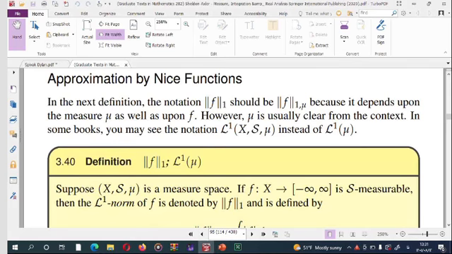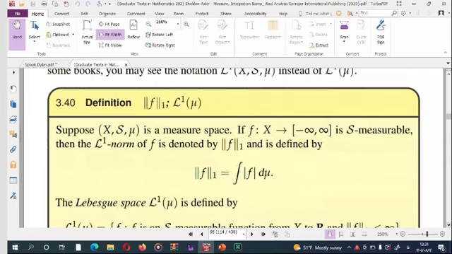From the context, in some books you may see the notation L1(x, S, mu) instead of L1(mu), because this sigma algebra and this measure are important, and this space is related to all of these objects: x, S and mu. And this is the definition of L1.